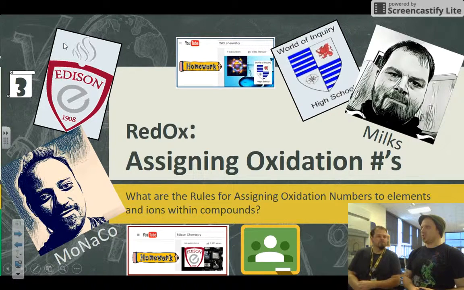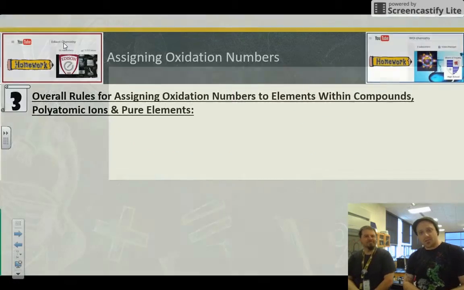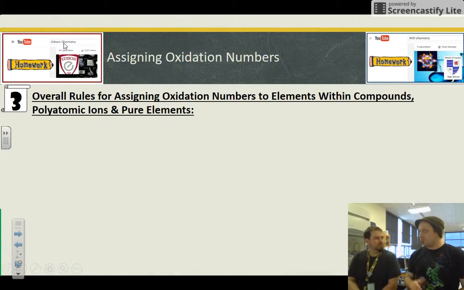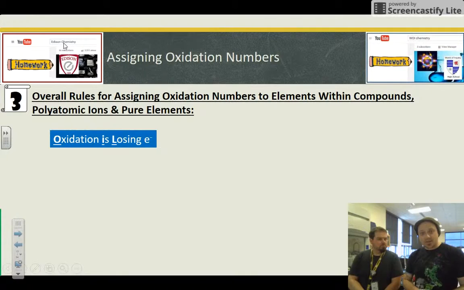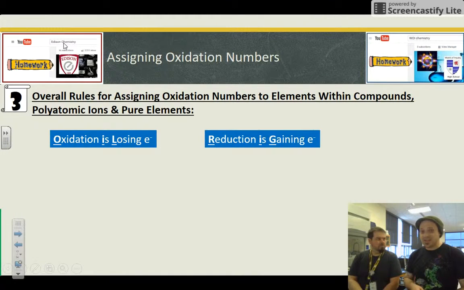Assigning oxidation numbers. Video 3, redox unit. We are going to follow the rules for assigning oxidation numbers, and there's really two. It's really easy. OIL RIG.